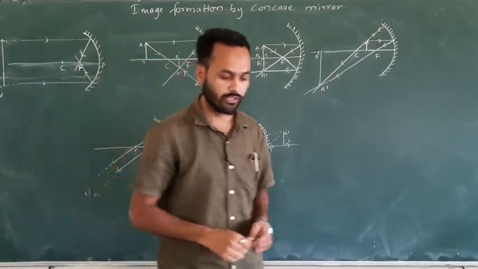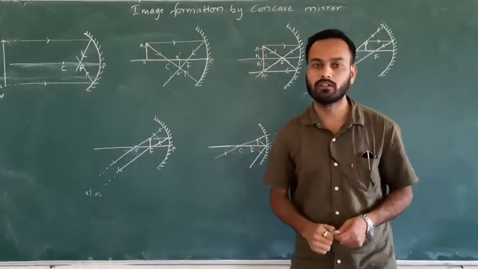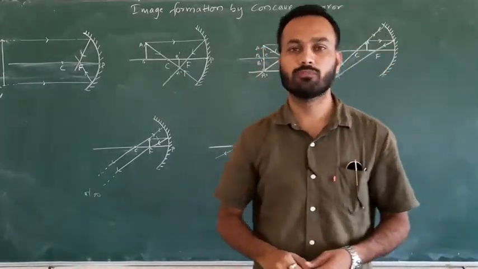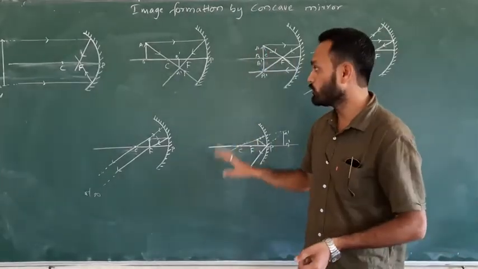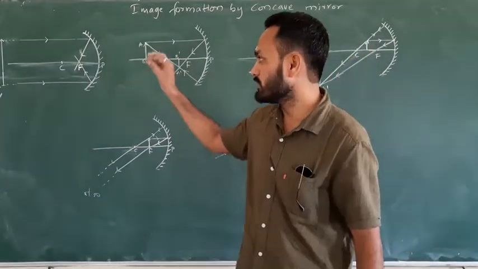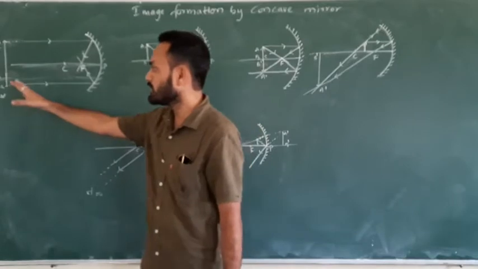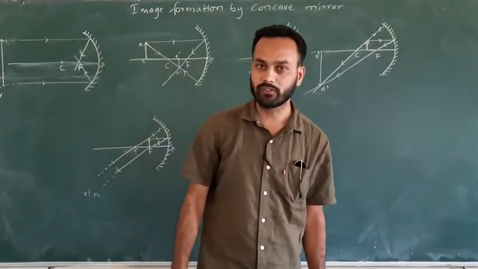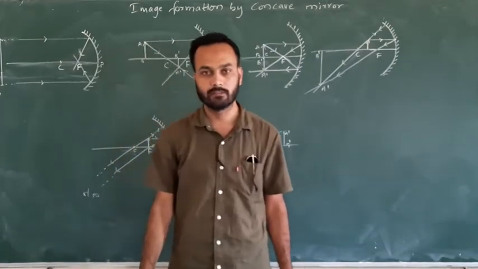Hello children, today we are going to talk about image formation by concave mirror for various positions of the object. There are a total of 5 ray diagrams which we are going to learn right now. So let us start with the first ray diagram. As you could see here, the object is placed at infinity. AB is the object placed at infinity.